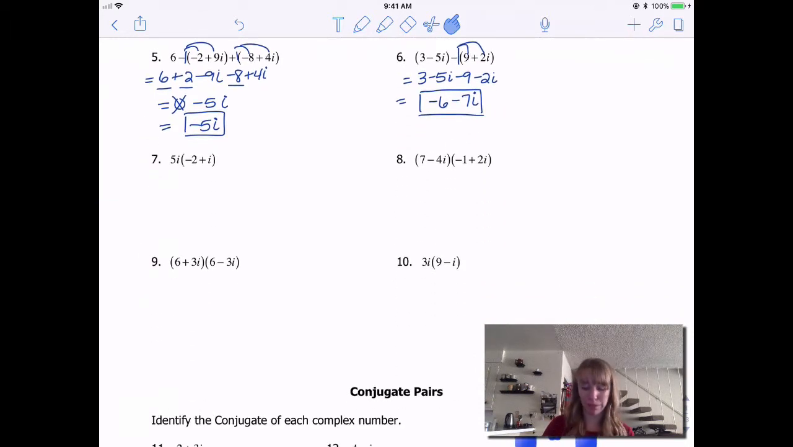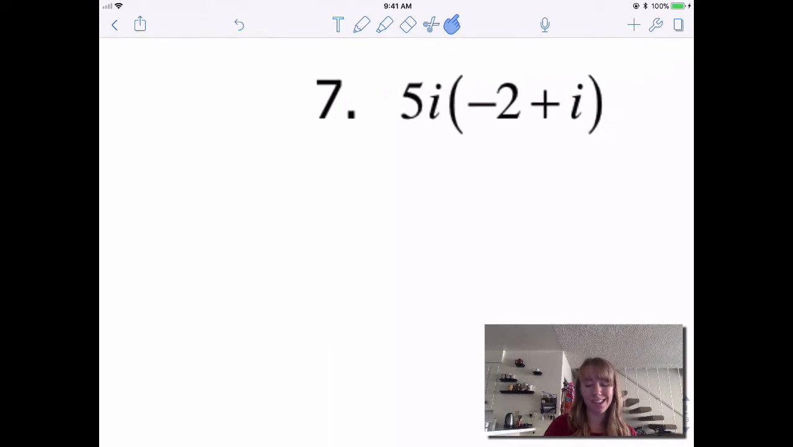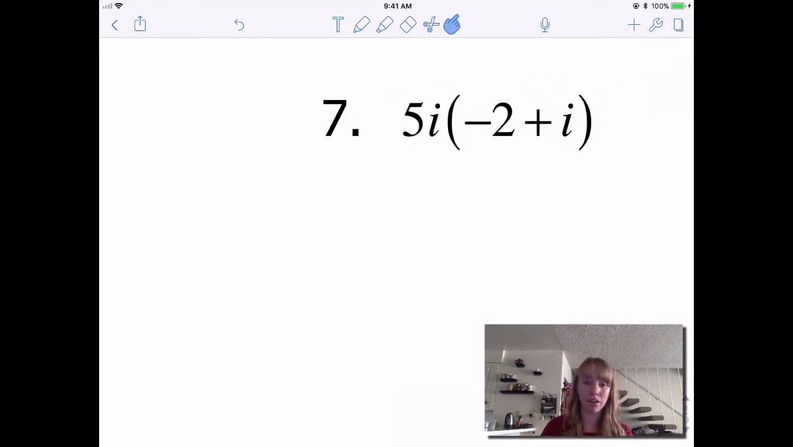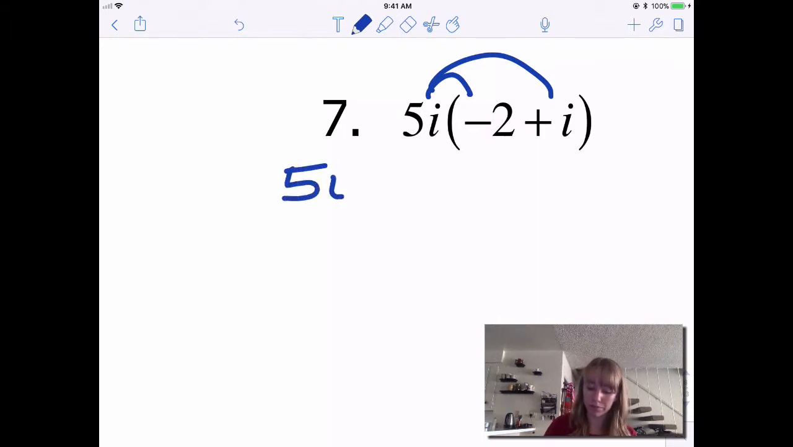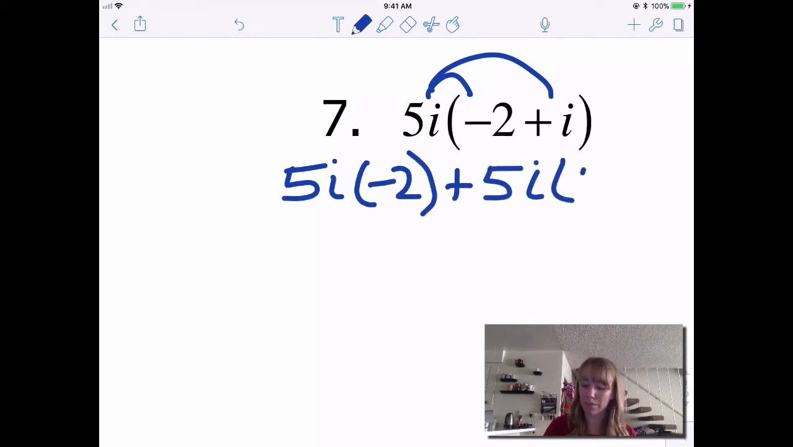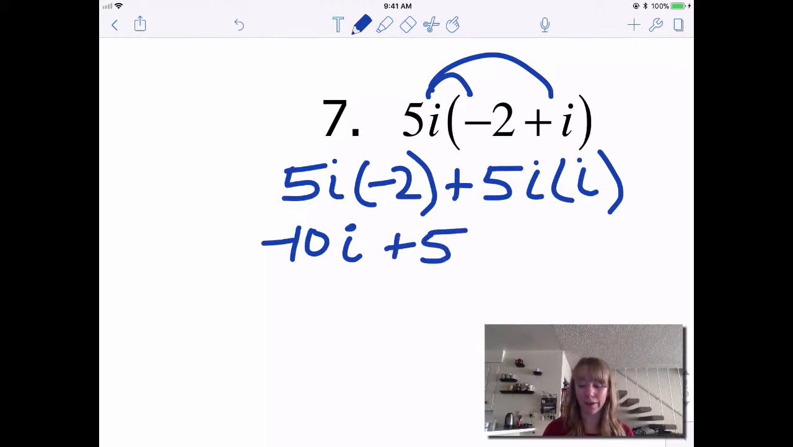The next thing is multiplying. And this is going to get just a hair more complicated because, well, you'll see in a second with i squared. I need to distribute my 5i since I have a number outside of parentheses. So I get 5i times -2, and then plus 5i times i. When I multiply, my 5 times my -2 is -10i, and then plus 5i times i, or i times itself, is really i squared.